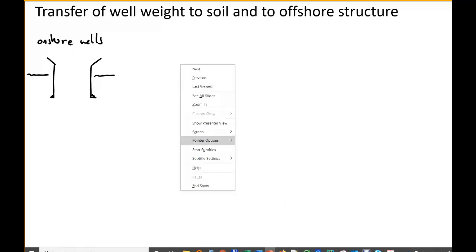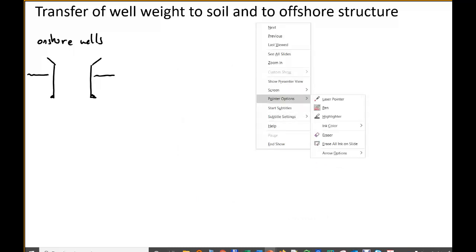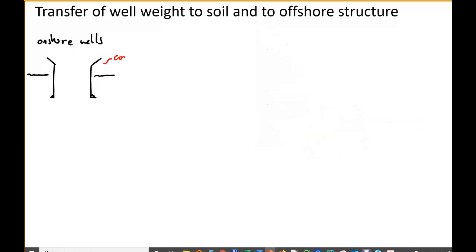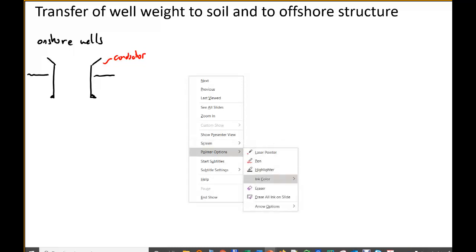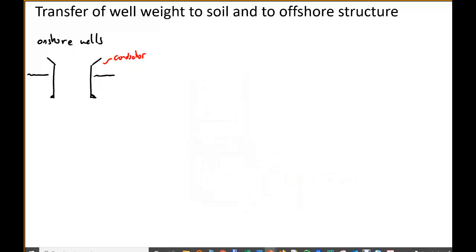Okay, this one, pointer. This guy we call the conductor. Then I have a surface casing. I'll just use another color. Okay, and usually the weight is actually landed on the conductor.